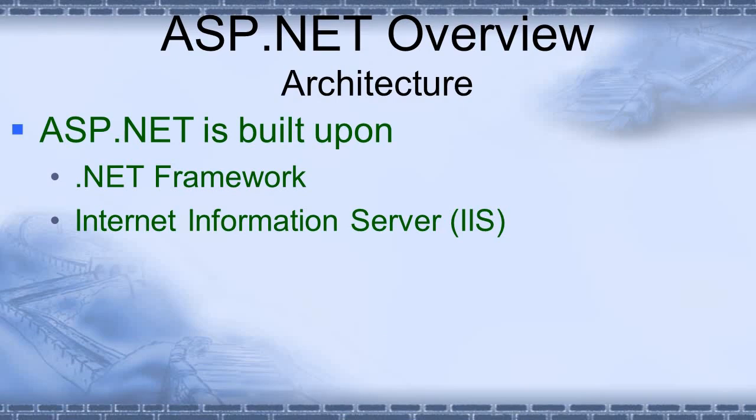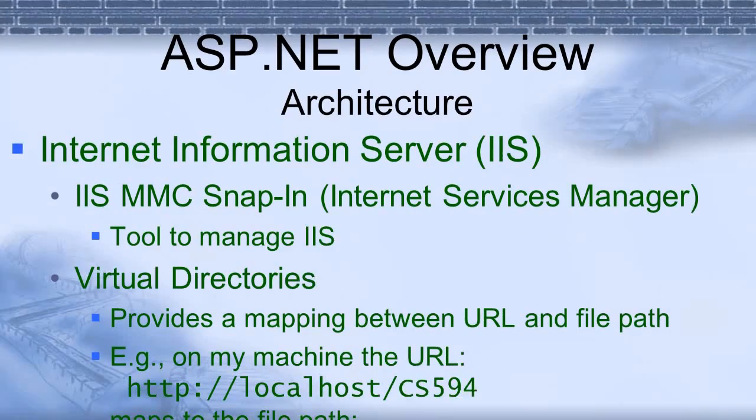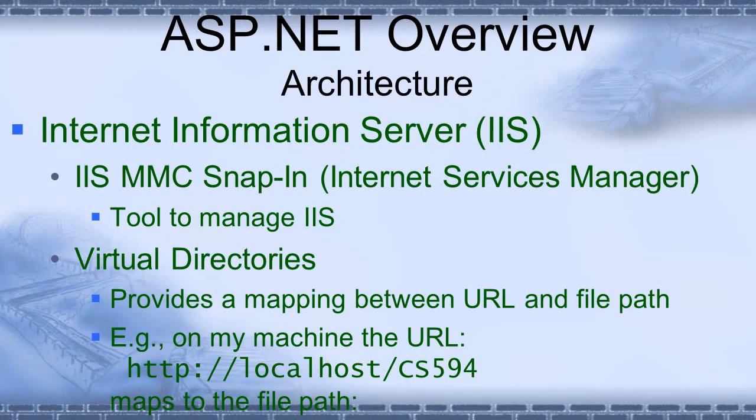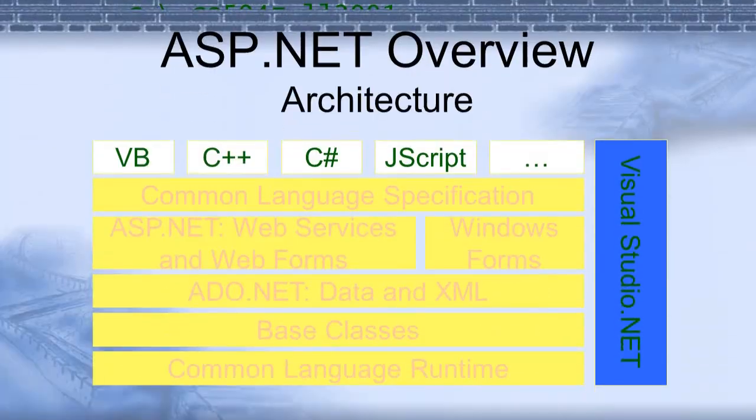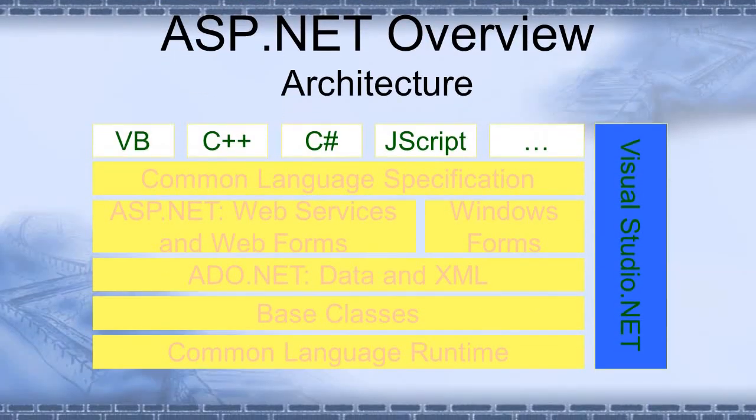ASP.NET overview architecture. Built on the .NET framework, Internet Information Server. Internet Information Server is a tool to manage the IIS. Virtual directories provide the mapping between the URL and the file path. ASP.NET architecture: VB, C++, C#, J#.